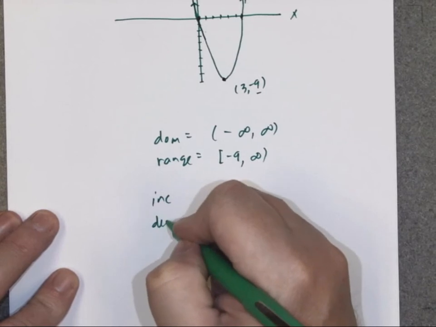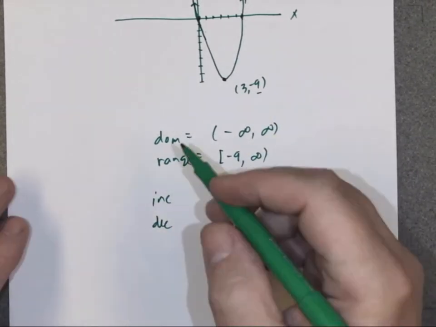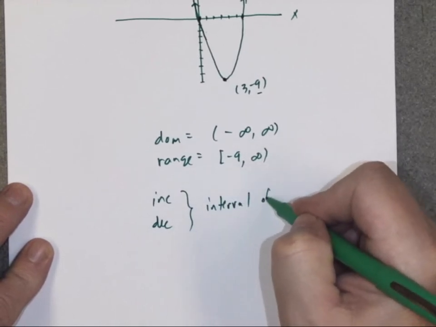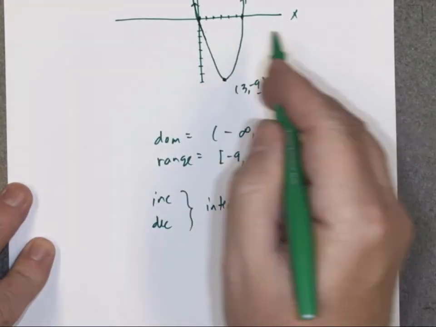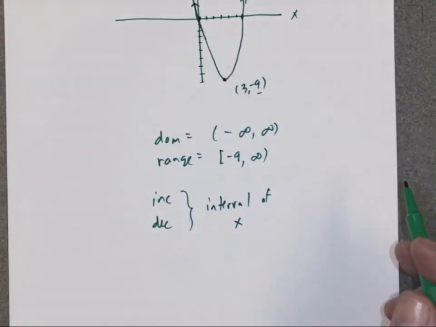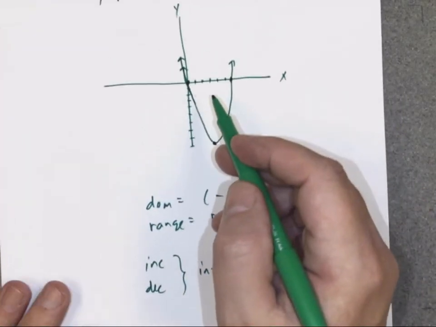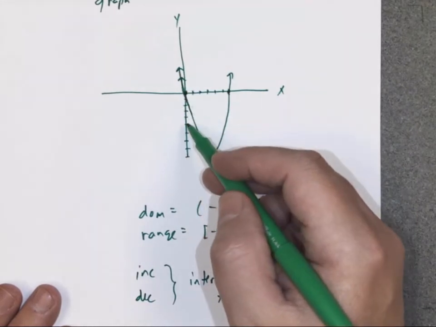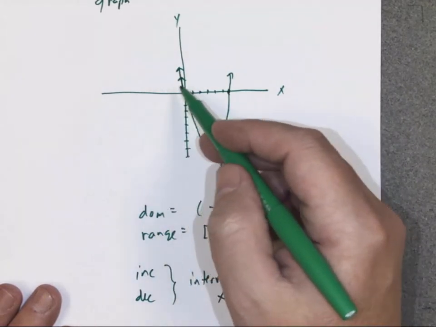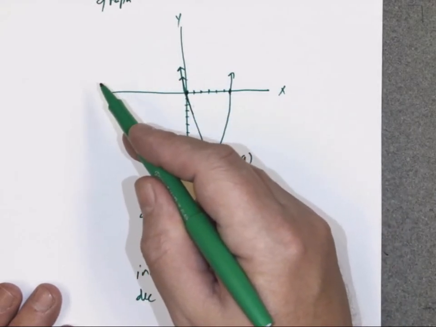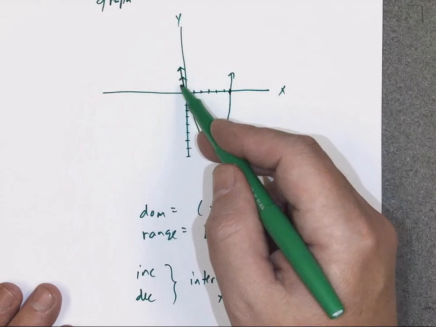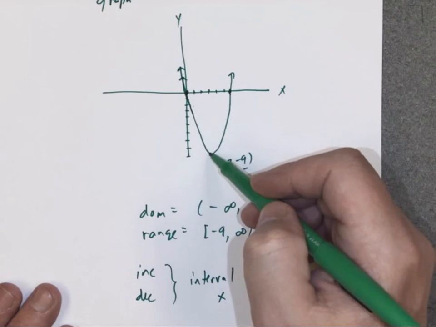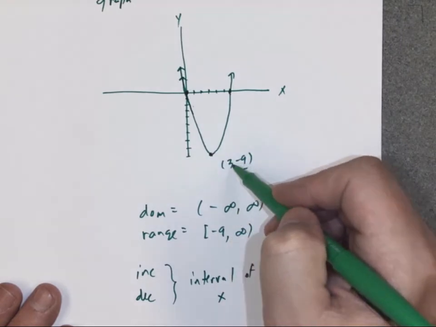So increasing and decreasing. And what they want these written as is the interval of x. So we're looking at the values of x, and we're saying, okay, as we start on our graph from the left to the right, what are the values of x where the graph is decreasing? In this case, as we move along our graph to the right, it's decreasing, decreasing until x gets to 3.